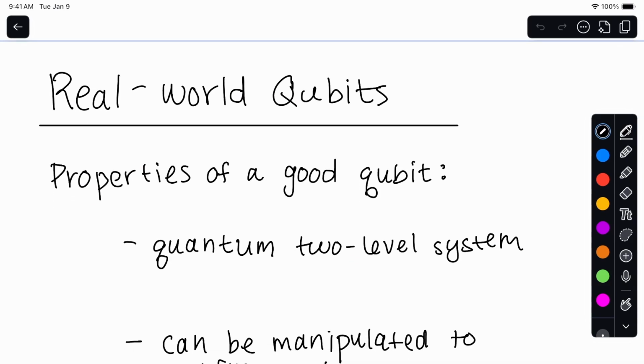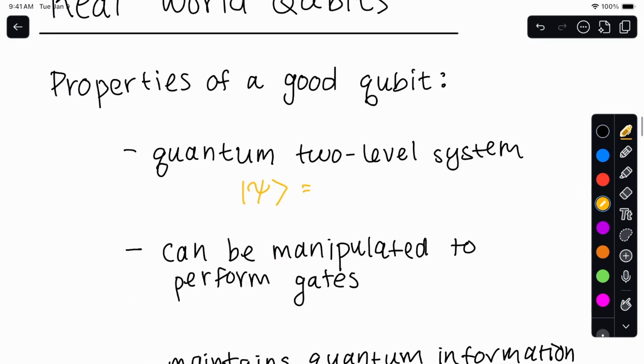So we want to make qubits, and one thing that we might want to think of is what are the properties of a good qubit? Well, the first property is that it ought to be a quantum two-level system, because there should be two states, which we can assign the 0 state and the 1 state. So our state is some superposition of two basis states, 0 and 1. And it doesn't really matter what these two states are, it just needs to be a well-defined two-level quantum system.